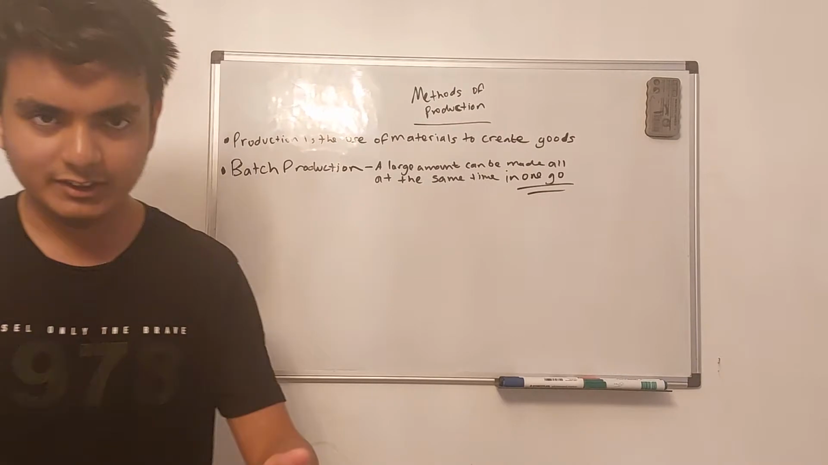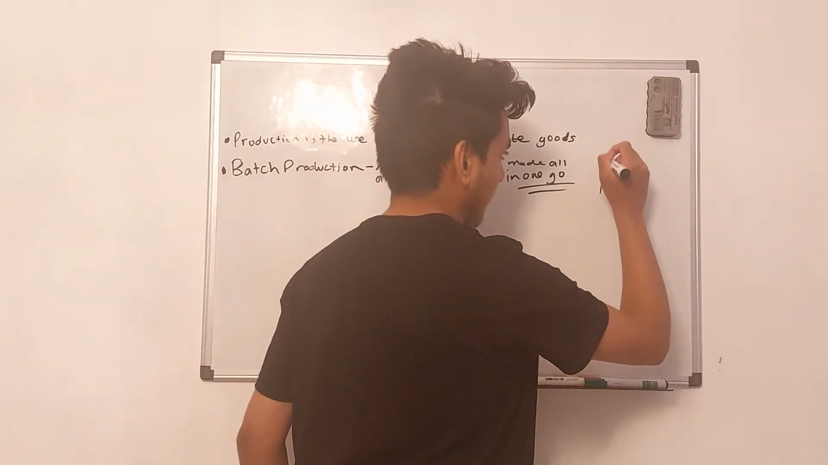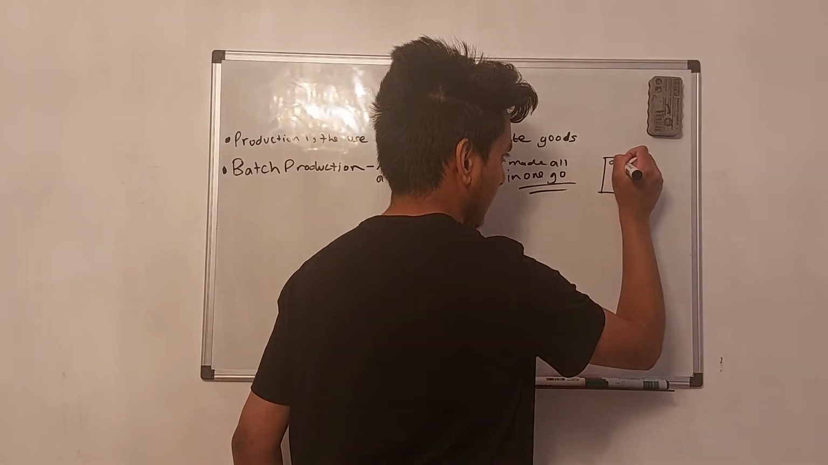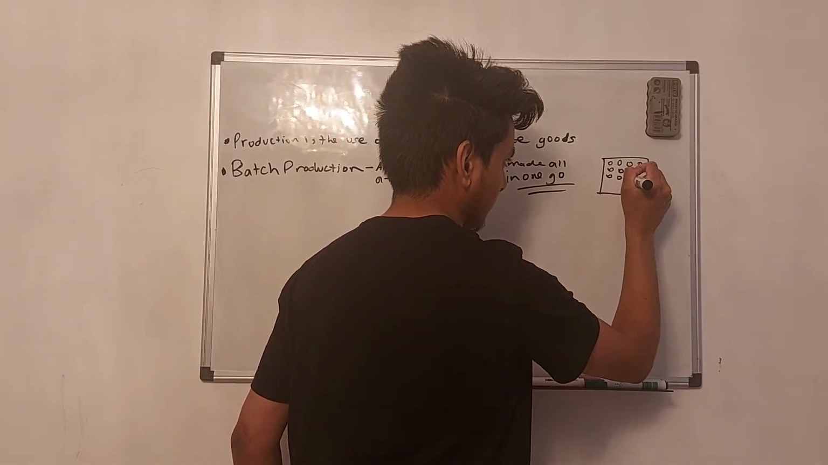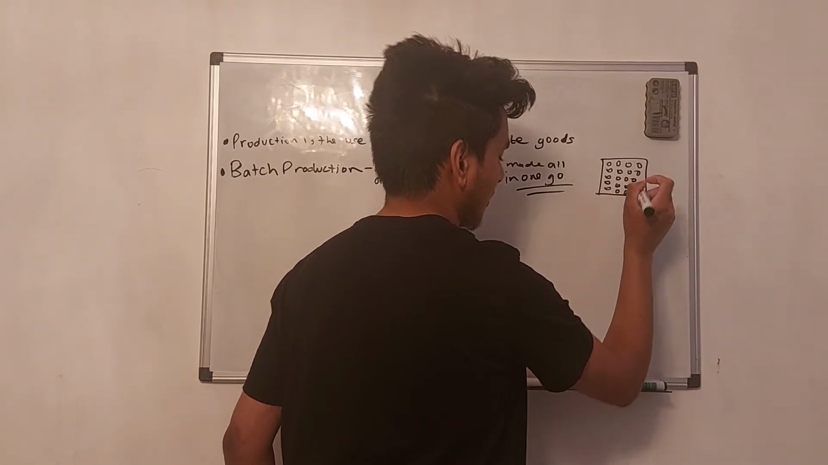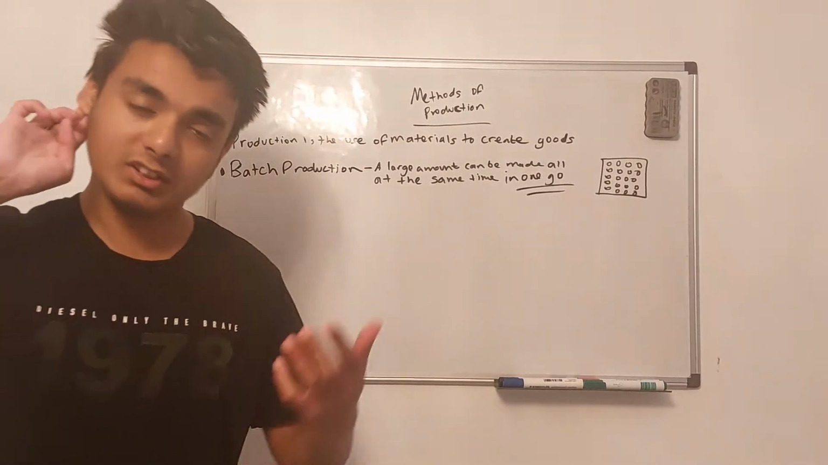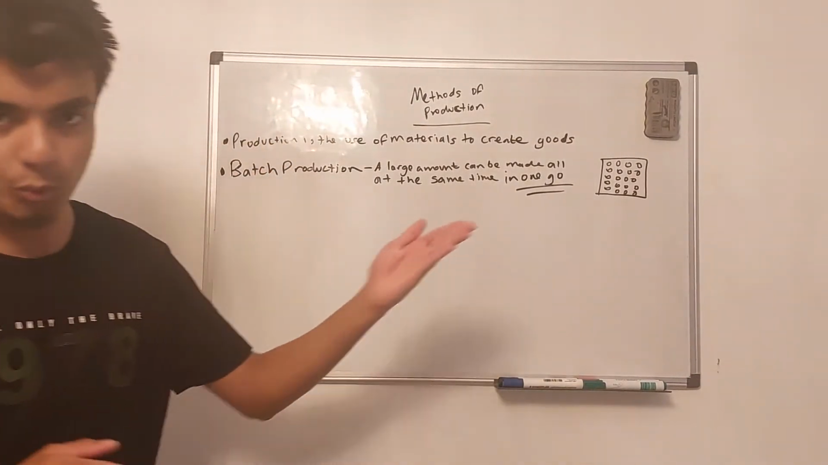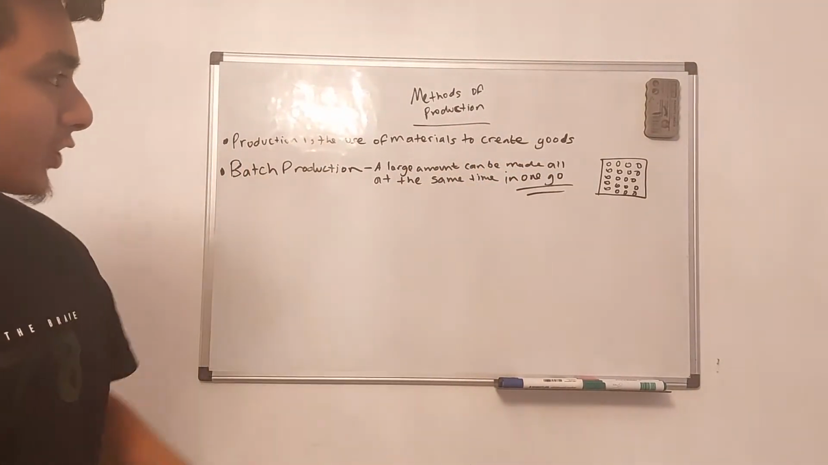For example, let's say you're cooking 20 units. Here it is, I'll draw it for you. 12, 13, 14, 17, 18, 19, 20. Let's say you're producing 20 units of bread, and you put it in the oven. You're producing all those 20 units in one go right here. That's batch production for you.